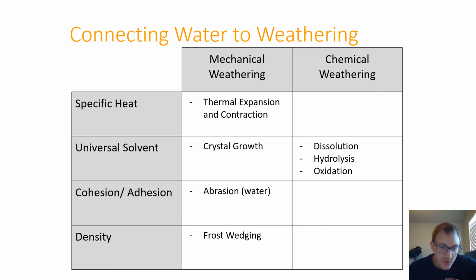The next one, universal solvent, leads to why we have crystal growth as a mechanical weathering process. Cohesion and adhesion is why water can be abrasive. So abrasion is literally just the breaking down of rock because of the cohesiveness of water. And lastly, we have density, and that leads to frost wedging. Again, if you haven't gone through the mechanical weathering exploration, you need to watch that video as well, where I take you through exactly what each of these are.